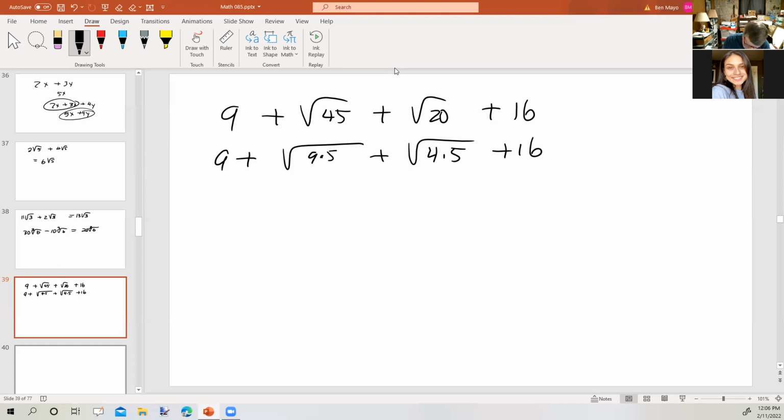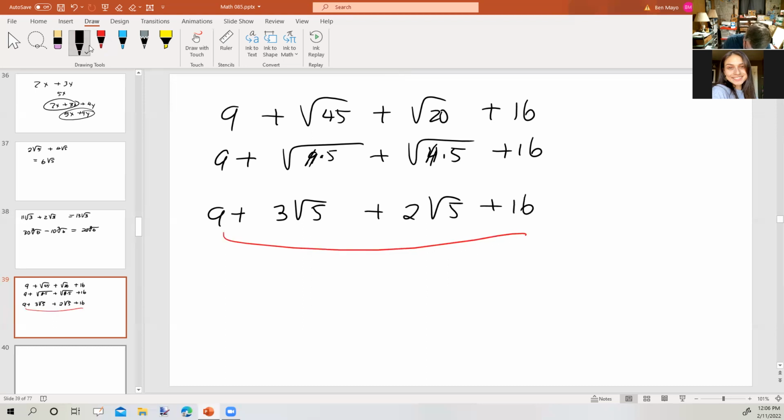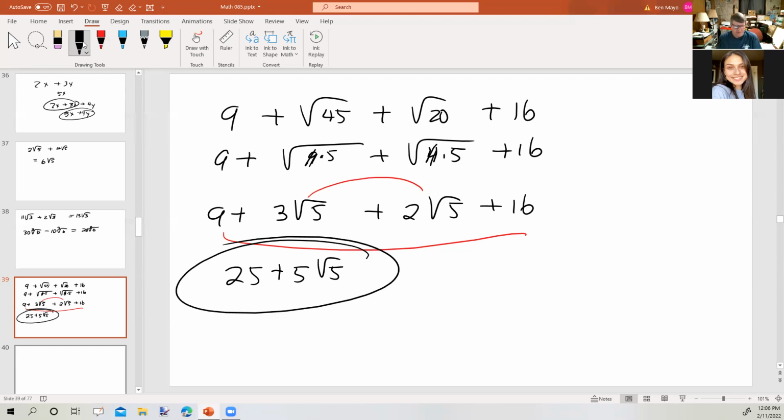Okay, so now I've got 9 plus, oh, the square root of 9 is 3 left outside, and the square root of 5 inside, plus the square root of 4 is 2 times the square root of 5 inside. So now what have we got? Those are alike. So that's what? 25 plus, and those are alike, 5 square roots of 5. So again, the secret: simplify each radical first, and then see if they are like radicals.